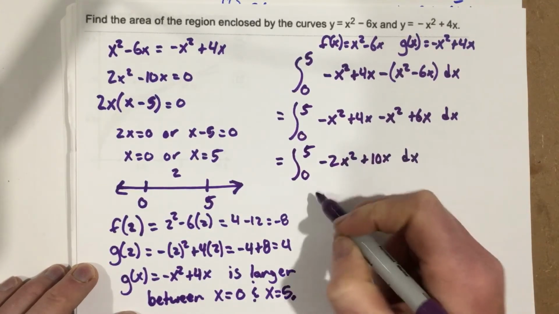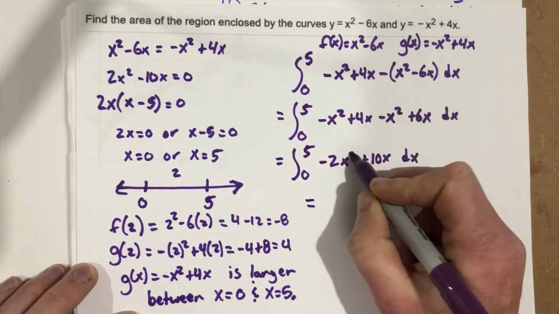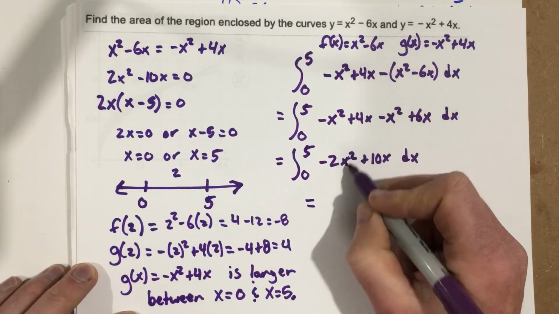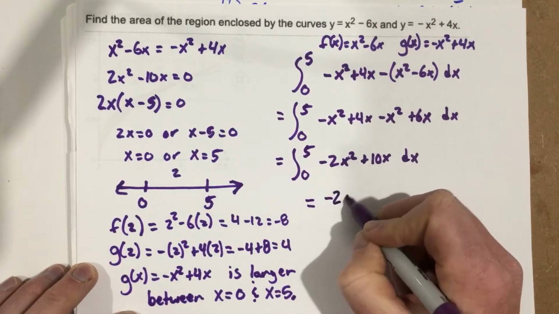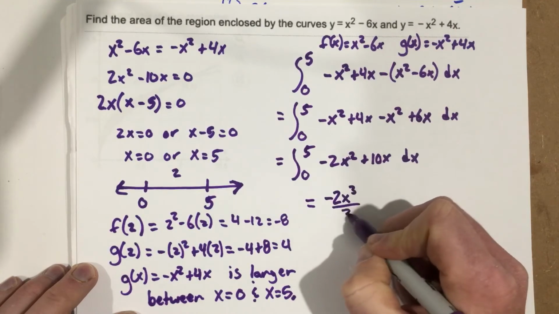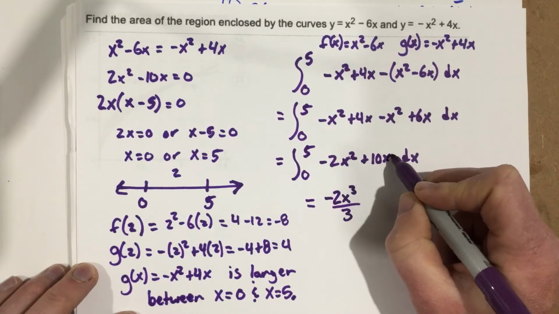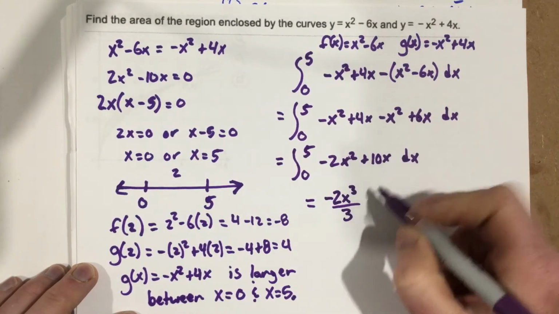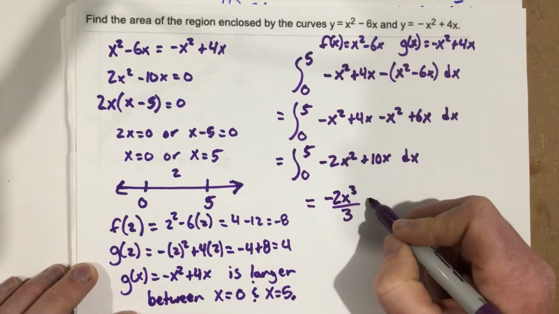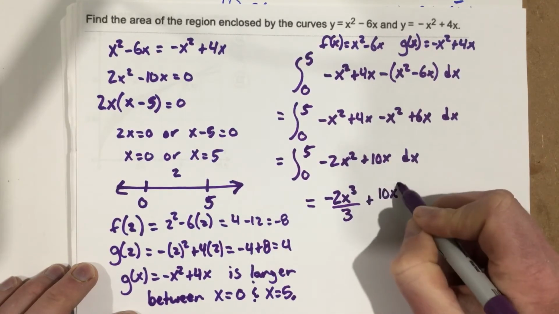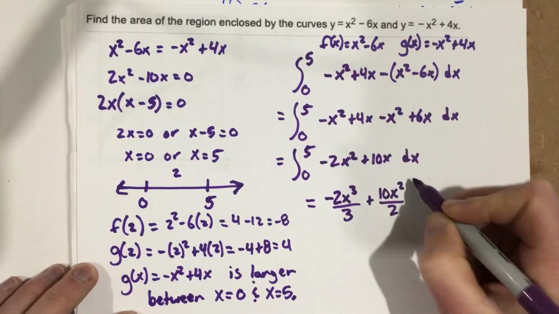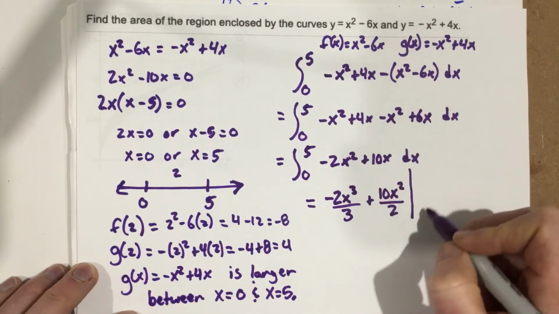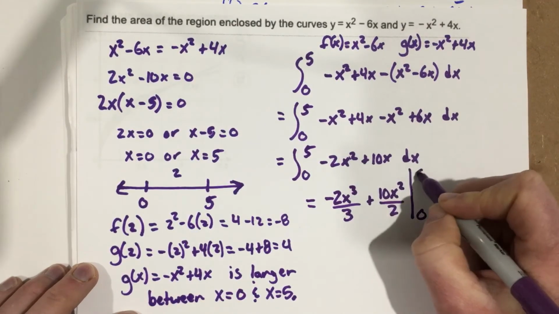Do the integral now, and we'll end up with, if we add 1 to this, that's x cubed divided by 3, so we have negative 2x cubed over 3. We add 1 here, we get 2, and then divide by 2, so x squared over 2, so we'll get plus 10x squared over 2. And we're going to evaluate that from 0 to 5.